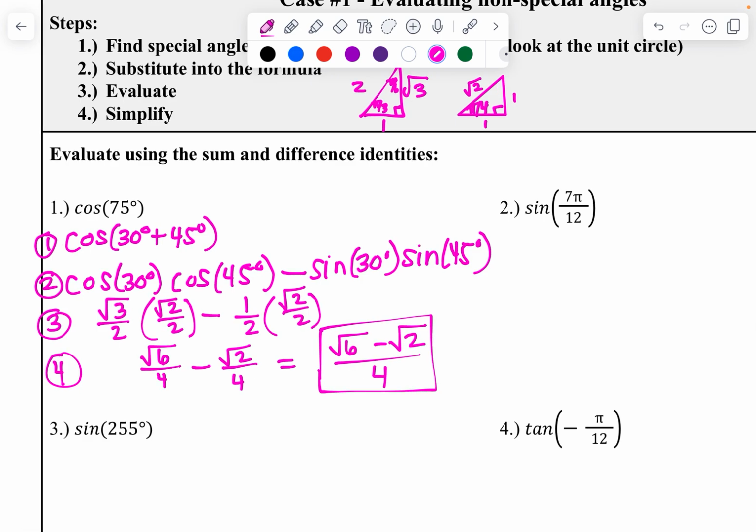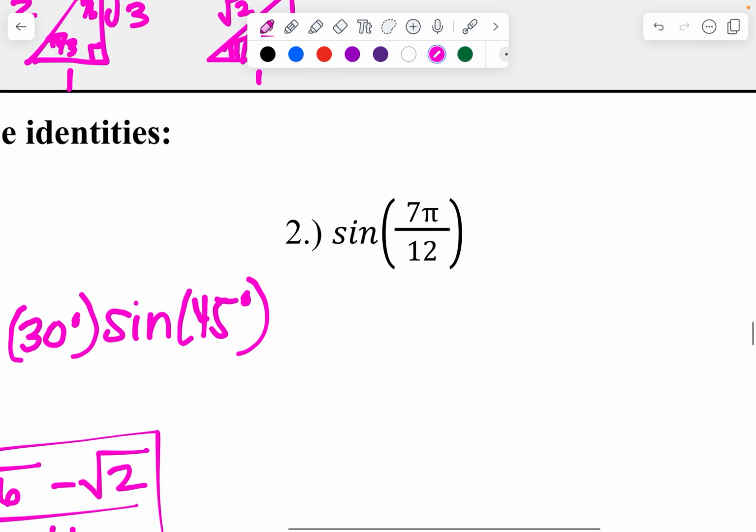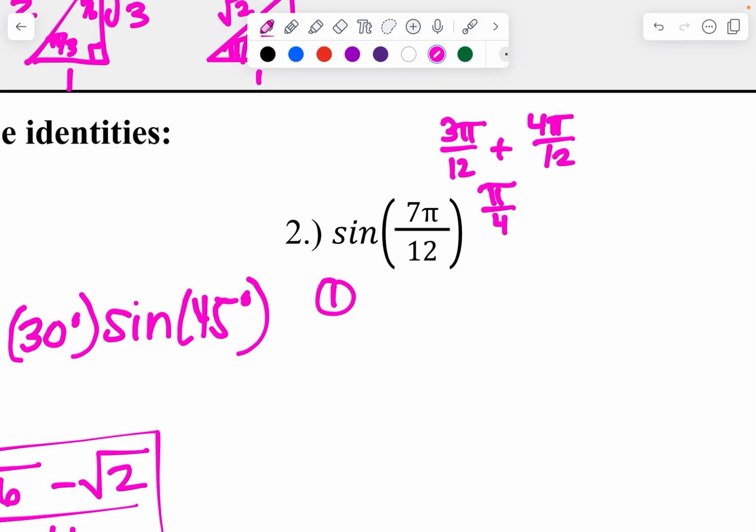All right, so sine of 7 pi over 12. Well, to get 7, we could add 3 and 4, so let's think about this. If we had 3 pi over 12 plus 4 pi over 12, that would give us 7, and what would these reduce to? Well, 3 pi over 12, they'd both divide by 3, so it'd come down to pi 4ths. 4 pi over 12, they both divide by 4, which brings us down to pi 3rds, which we can do. Those are both angles found in our special right triangles.